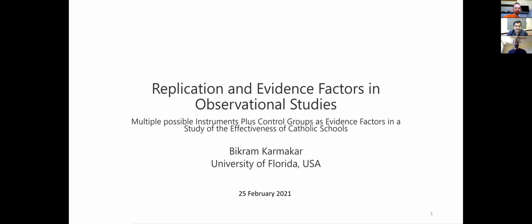on a Thursday. So this talk, as Brian said, is going to be about replication and evidence factors in observational studies. Using this talk, I'll be introducing to you the evidence factor analysis method in observational studies. You'll see how, using this method, we can get more confident causal evidence if there is a causal effect using observational studies. So the plan is to do 4 things.